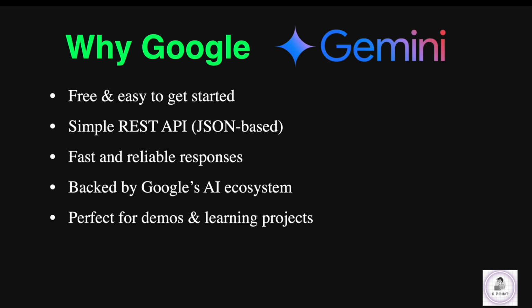Okay, so the first question that must be coming to your mind: I have repeated the ChatGPT word a lot of times, but why am I using Google Gemini in my demo and in this series? Basically, I did some R&D on ChatGPT. Right now, OpenAI is not providing free REST APIs, so we have to make some payment for that.